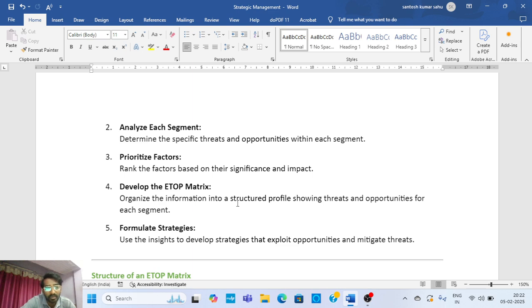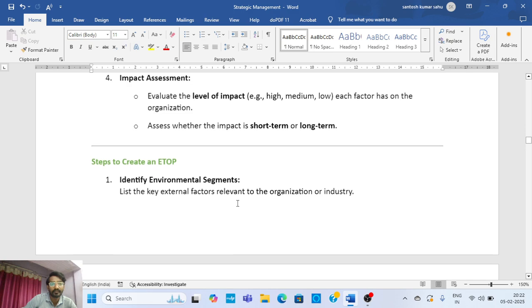Then the last step is to formulate strategies. Okay, use the insights to develop strategies that exploit opportunities and mitigate threats, right? So ये था आपका कुछ steps of creating the ETOP.